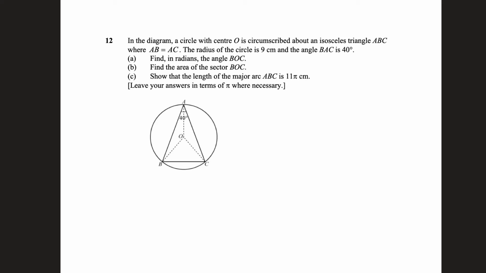Right, so let's jump into question 12. In this diagram, a circle with center O is circumscribed about an isosceles triangle ABC. So what it really means is that I have a triangle ABC, and each of the vertices lies on the circumference of the circle. AB equals AC, so I'm just going to quickly write that down because that tells me that ABC is an isosceles triangle. The radius of the circle is 9 cm.